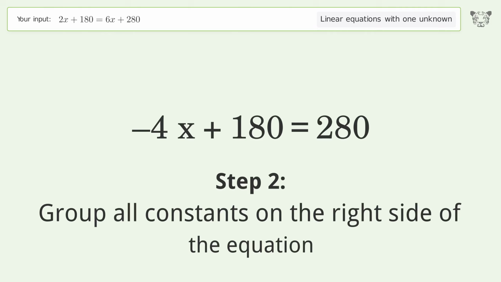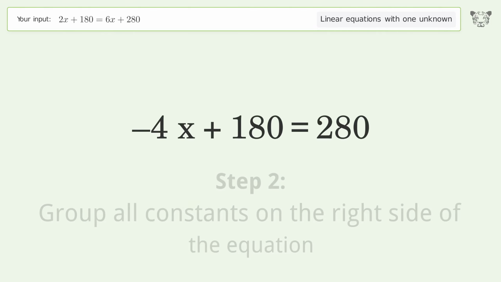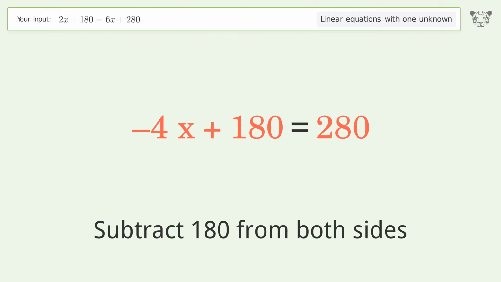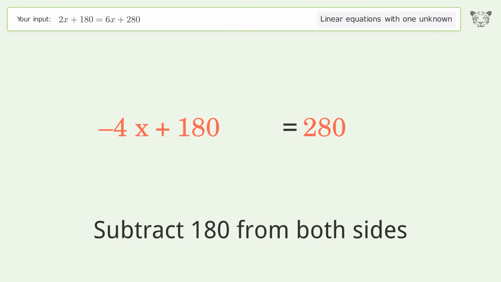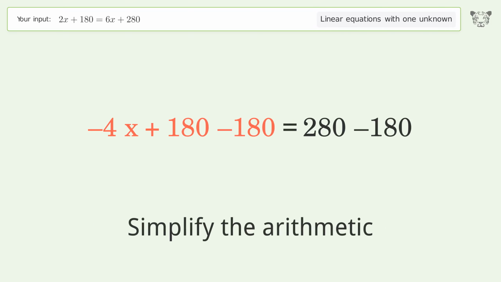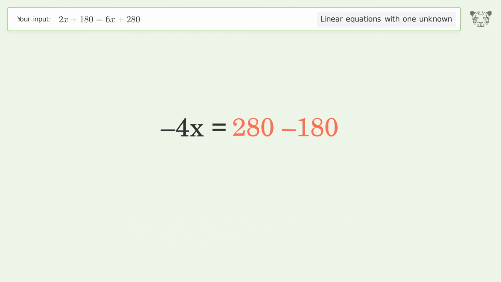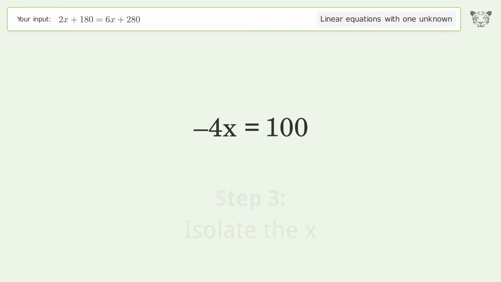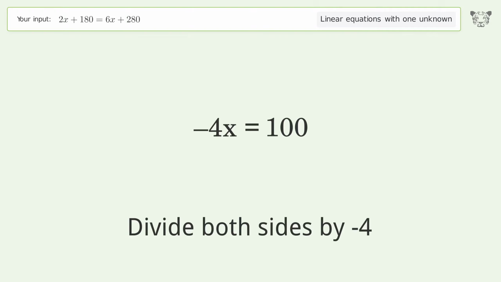Group all constants on the right side of the equation. Subtract 180 from both sides. Simplify the arithmetic. Isolate the x. Divide both sides by -4.